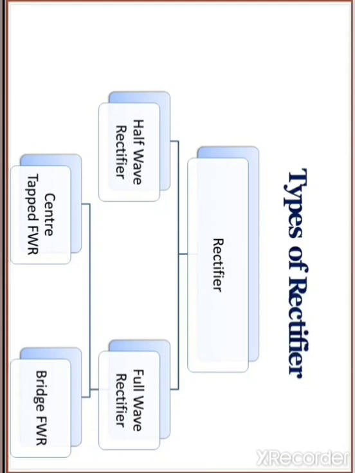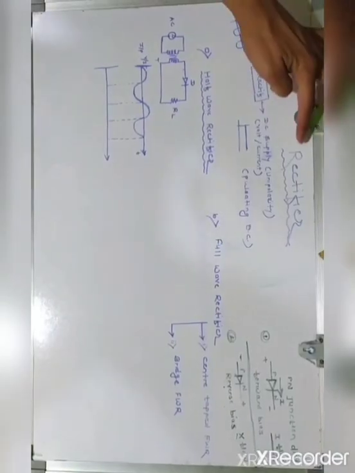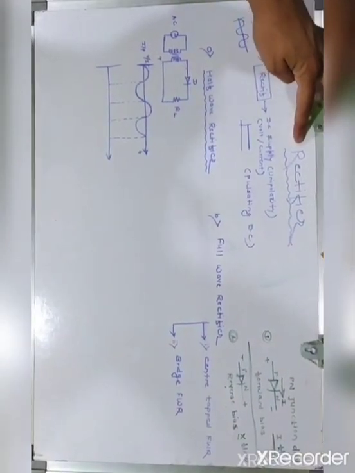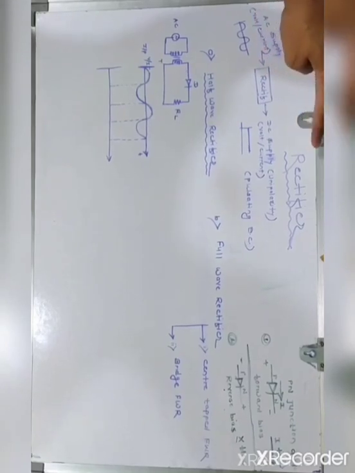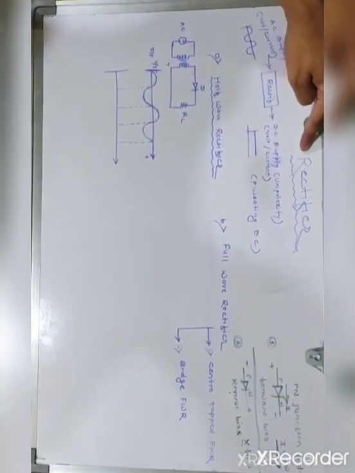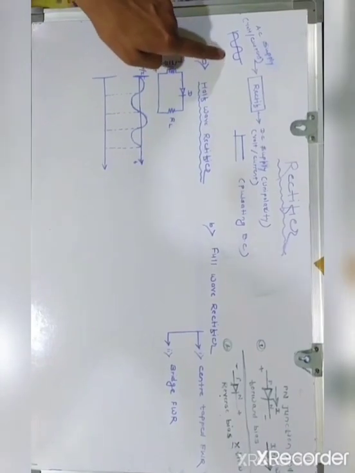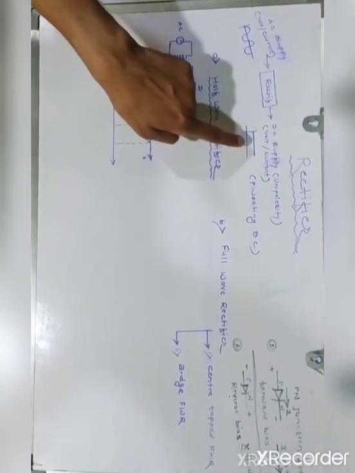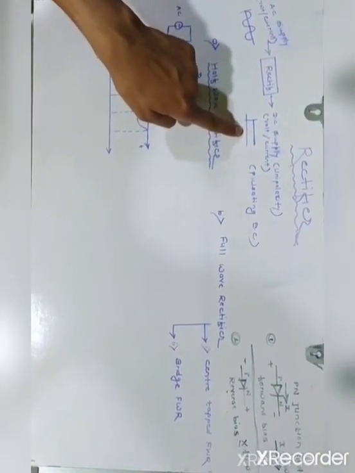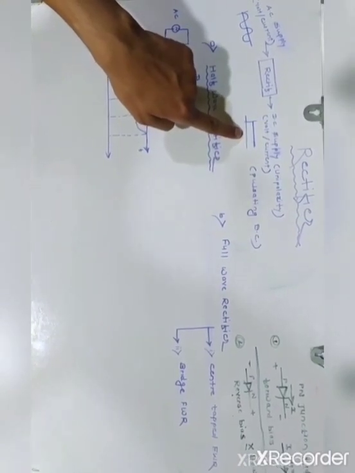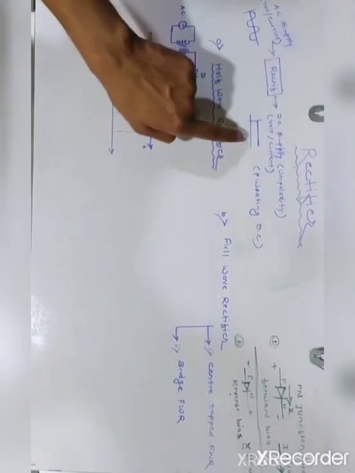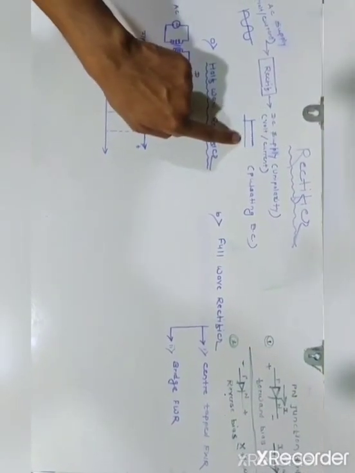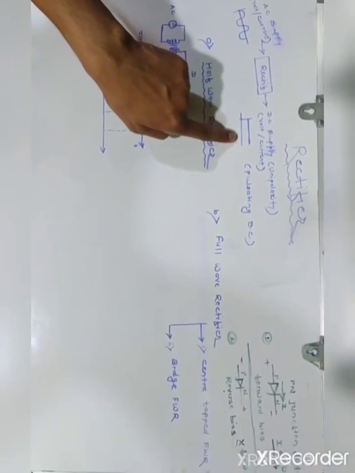Okay, now start with the half wave rectifier. This topic is rectifier, a very important topic. What is the function of a rectifier? You must know, a rectifier is used to convert the AC signal into the DC signal. DC signal means generally what you get from batteries. This AC signal is converted into the DC signal. This process is known as the rectification process.